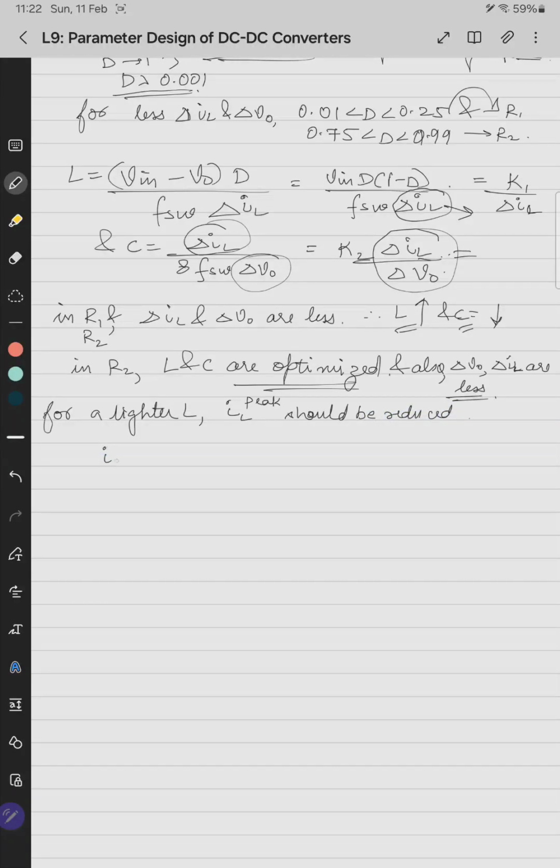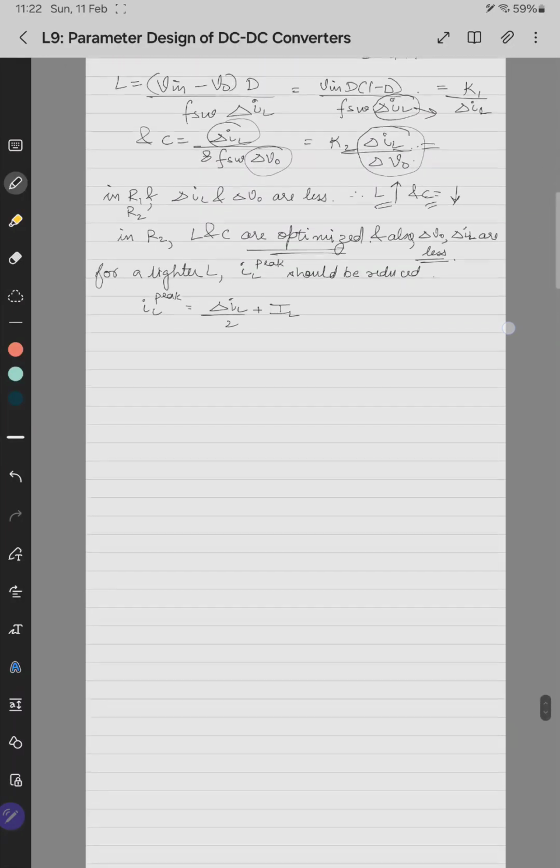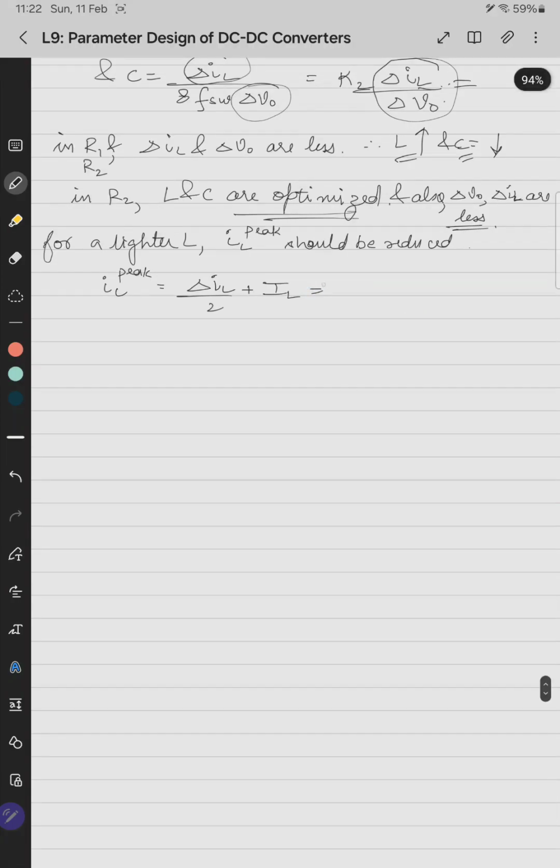What is IL peak? IL peak is delta IL by 2 plus capital IL, or I load, and for a buck converter, I load equals IL. So you can write this as delta IL by 2 plus I load. So here it's a function of I load.